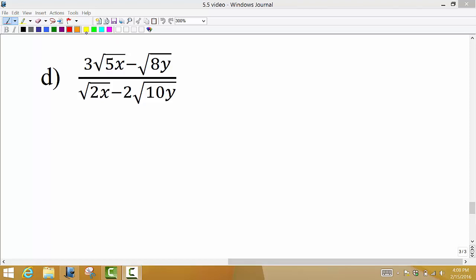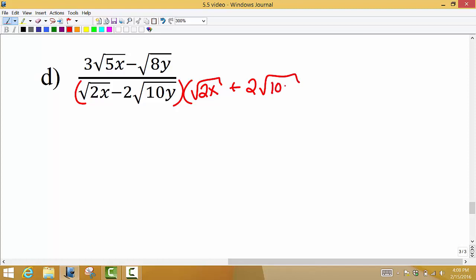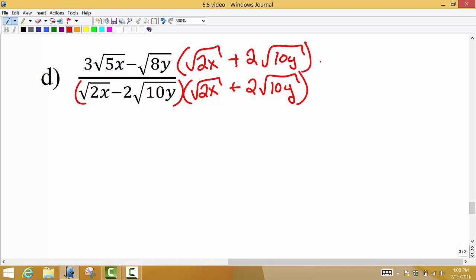For this last example in section 5.5, we want to rationalize this denominator. So we're going to multiply by the conjugate of the denominator. So I'm going to multiply in by the square root of 2x plus 2 times the square root of 10y. Whenever we do the bottom of the fraction, we're going to do exactly the same thing to the top. So we're just going to copy exactly what we wrote to the top of the fraction.